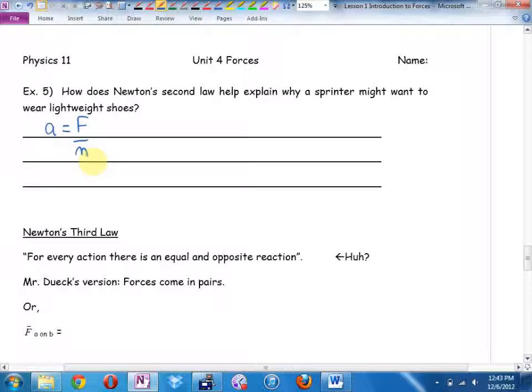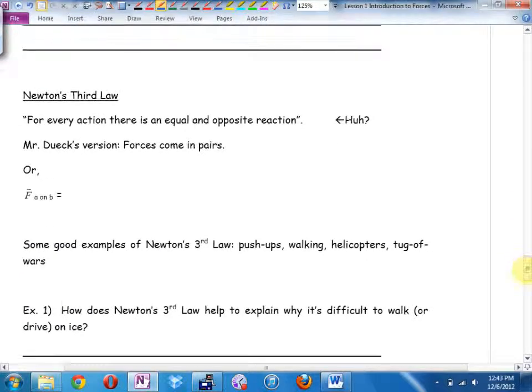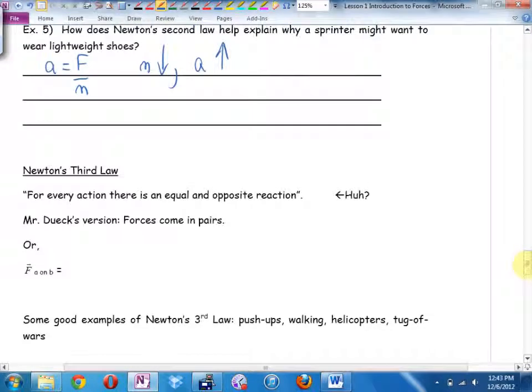Now the mass probably isn't that big a difference because the shoes are pretty light already, but even if you could reduce it by a few grams, are those 100-meter races being decided in hundredths of a second and even thousandths of a second? Maybe that's enough to give you just a slight edge. As m decreases, a increases. So Newton's second law is the equation a = F/m. As m decreases, a increases.